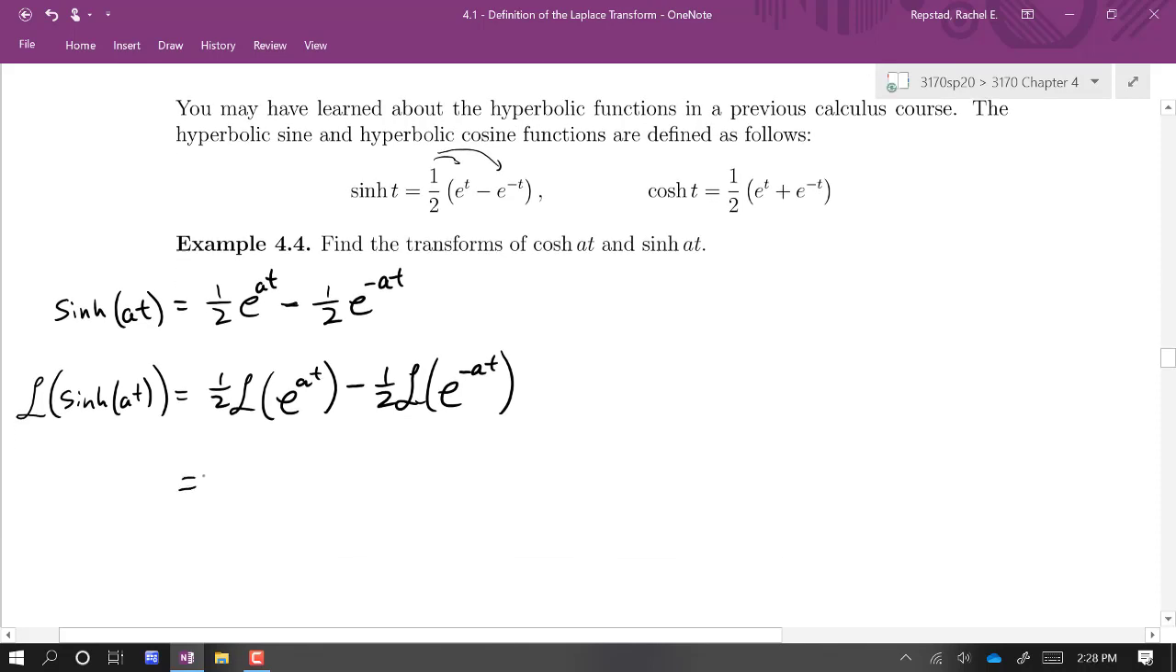We know the transform of e to the at. That's what we found a couple pages ago. So this is 1 over s minus a, minus 1/2. And then here you can use that same transform, only the constant is negative a. And that gives us 1 over s plus a. I'm going to write this as a single fraction. So I need a common denominator. Do a little algebra here.